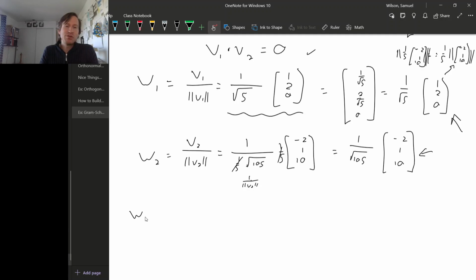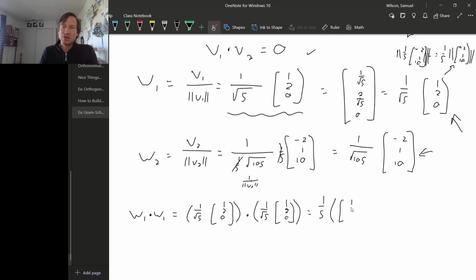So let's calculate w1 dot w1. This should come out to be 1. So w1 is 1 over root 5 times 1, 2, 0, and we're dotting this with itself, so 1 over root 5 times 1, 2, 0. We can pull these two factors of 1 over root 5 out to the front, so they give us a factor of 1 over 5 times 1, 2, 0 dotted with 1, 2, 0. But 1, 2, 0 dotted with 1, 2, 0, that's 5. So this whole thing is just 1. Good, it was supposed to be 1.